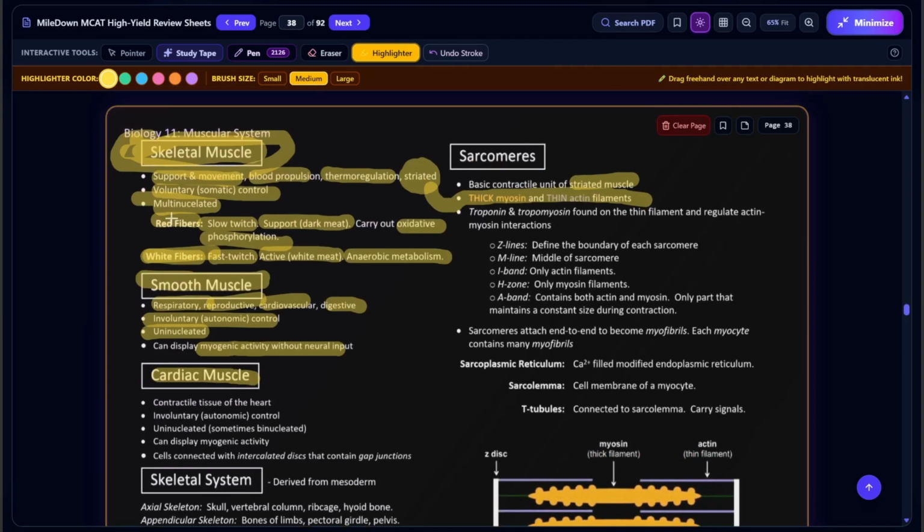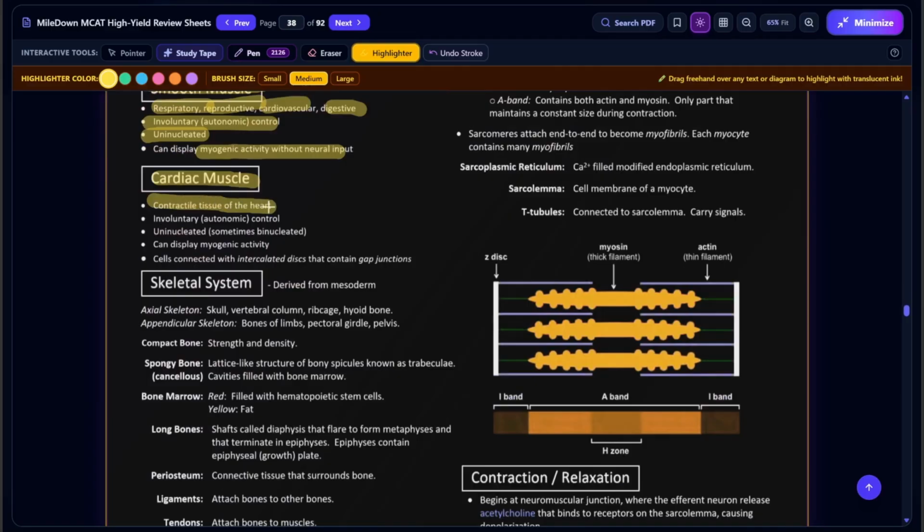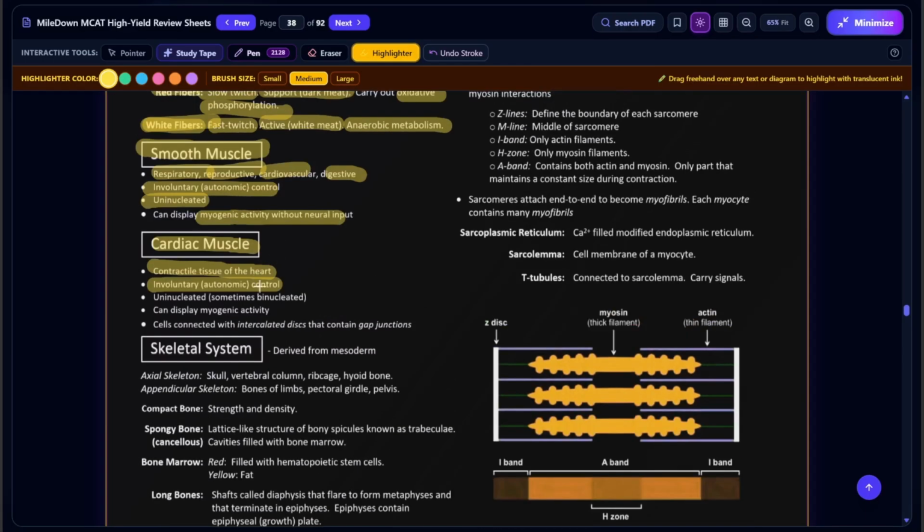Cardiac muscle is another type of muscle. It's a contractile tissue of the heart. So anytime you hear cardiac, it's kind of like anything to do with the heart. It's under involuntary autonomic control. You're not telling your heart when to beat. It's just beating on its own. Uninucleated and sometimes binucleated, it can display myogenic activity.